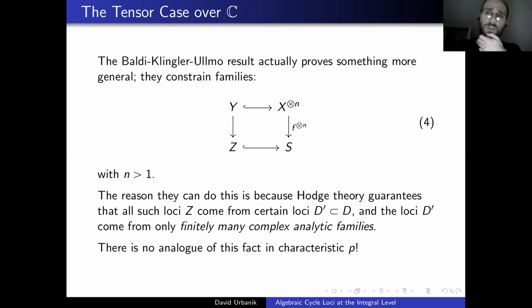But there's no analog of this fact in characteristic P. And so what you end up having to do is study more specialized situations. I have some results on that, I'm still writing them up. But I just wanted to mention this additional complication that comes up when you generalize this method to higher tensors.